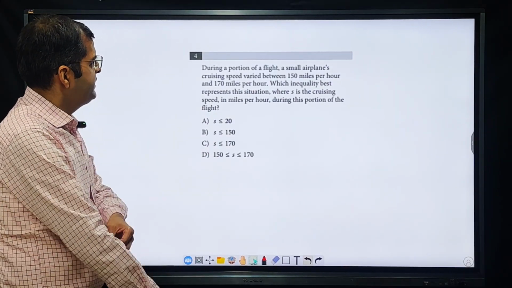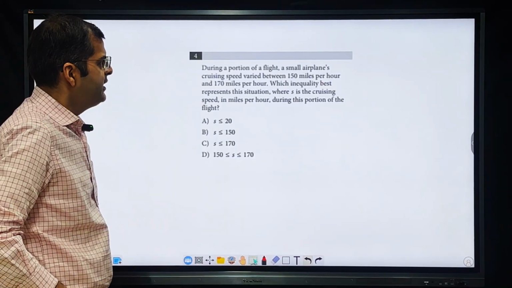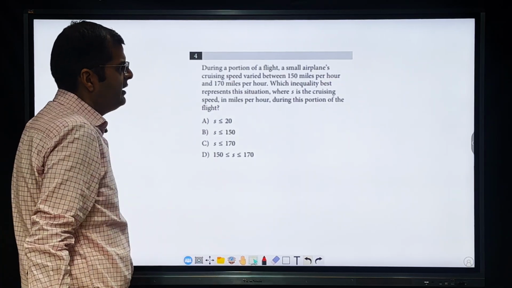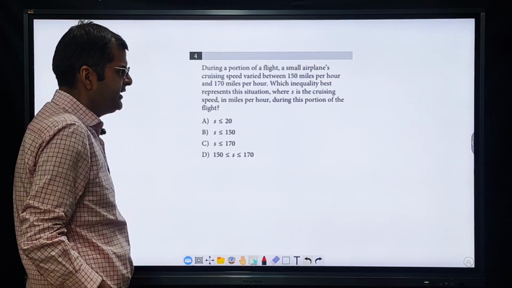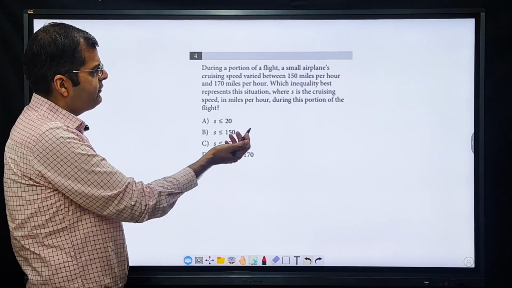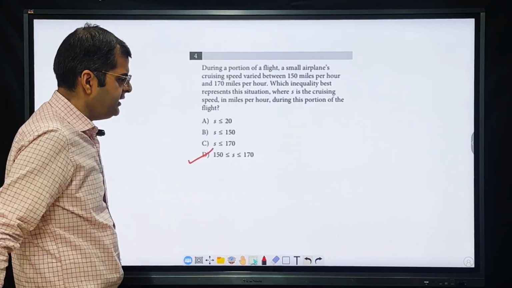Now fourth question, it says, during a portion of a flight, a small airplane's cruising speed varied between 150 miles per hour and 170 miles per hour. Which inequality best represents this situation where S is the cruising speed in miles per hour during the portion of the flight? So S lies between 150 to 170, including 150 and 170. So option D is the correct answer here.